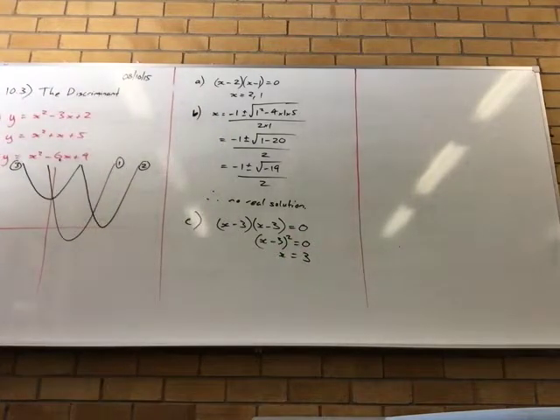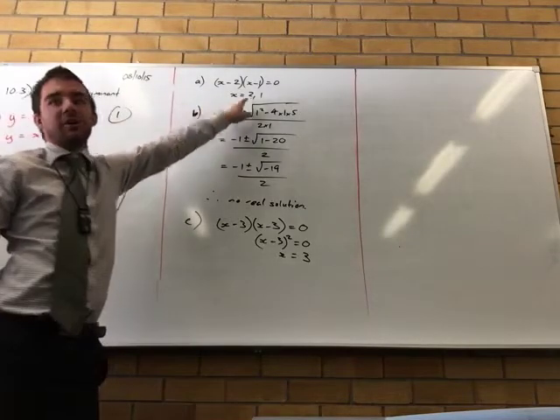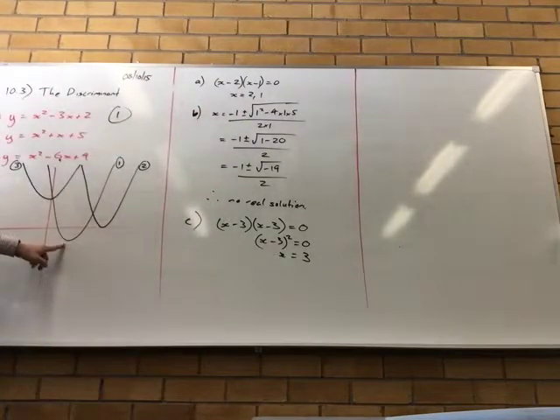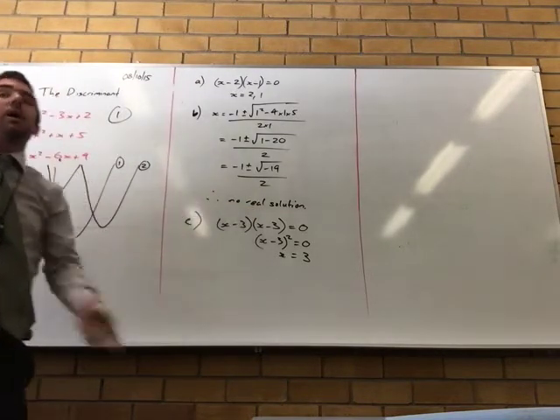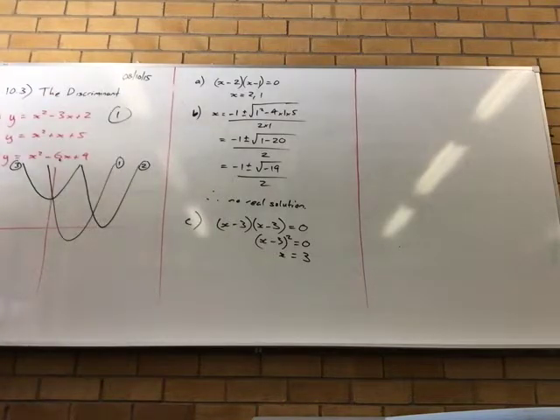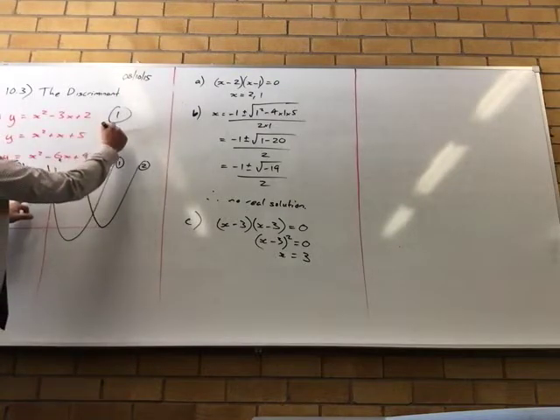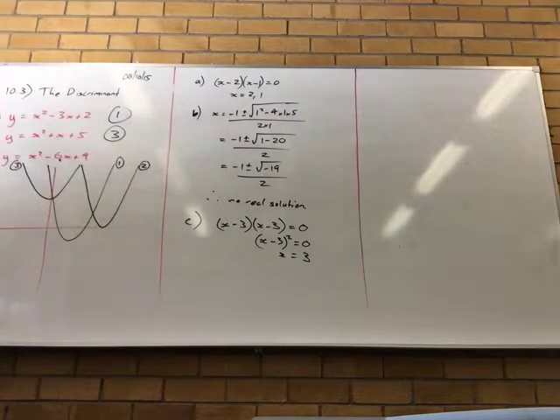Alright, so equation A matches which graph? Number 1, yep. Because we have two different roots. It means we had two different intercepts on your x-axis. Now, equation B matches which graph? 3, because there were no real solutions, means there were no intercepts on your x-axis. So, this one has no x-intercepts at all. So that one matches that one.